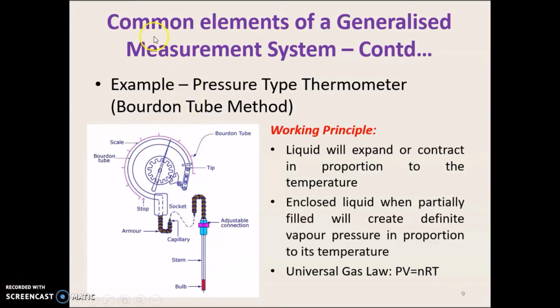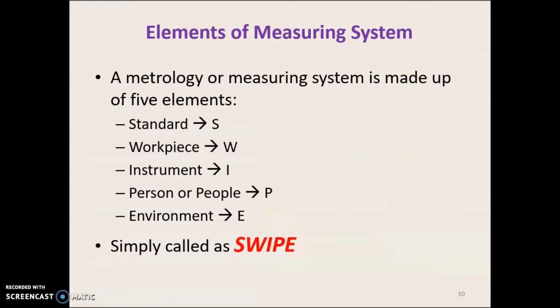Now we have seen the different common elements of a generalized measurement system with an example, that is the pressure type thermometer. Next we will be seeing the second topic, that is basic elements of a measuring system.